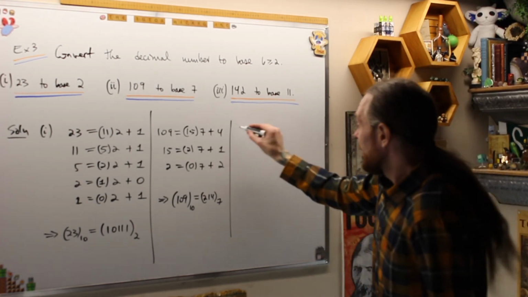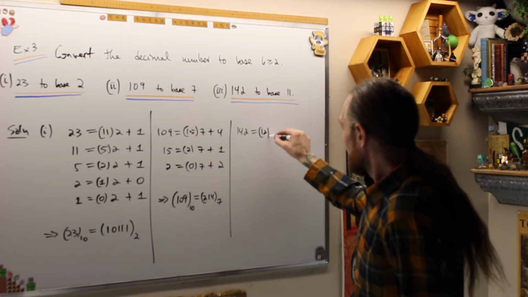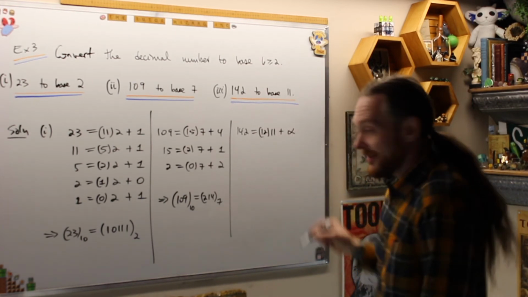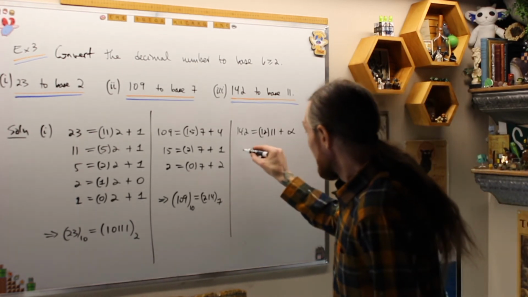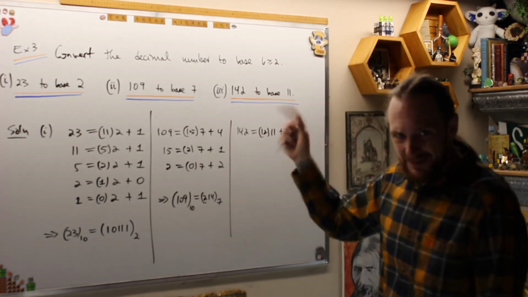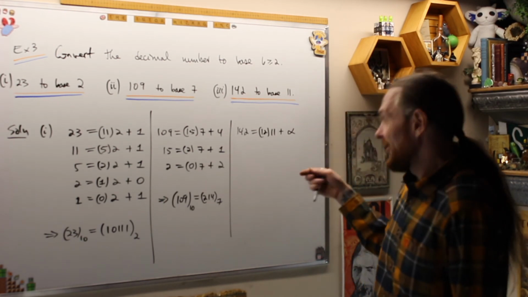For the last one, 142 is going to be 12 times 11 plus 10, which has to be written as an alpha now, not 1, 0. Then I look at this and I say, you can leave it like that, but you have to convert it at the end. Remember that 10 is an alpha, sorry.